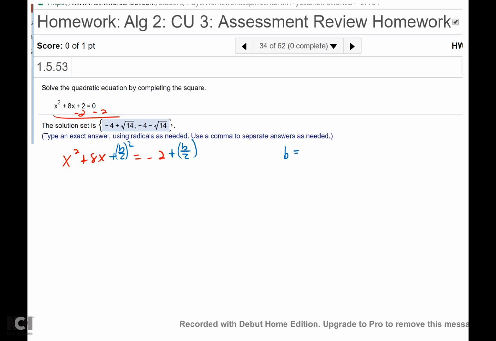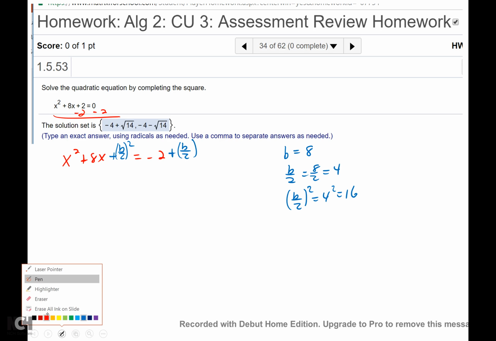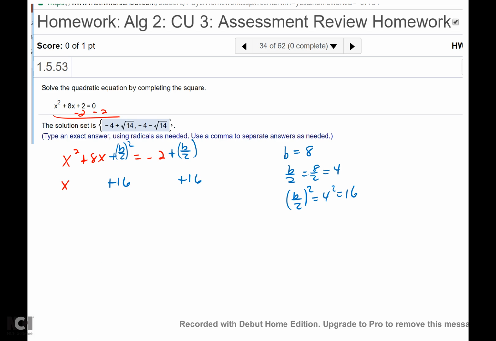So my b is 8. Half of that is 4. Half of that squared is 16. So what I need to add is 16 to both sides. Everything else is going to stay the same. So I have x squared plus 8x equals negative 2. I just added 16 to both sides.